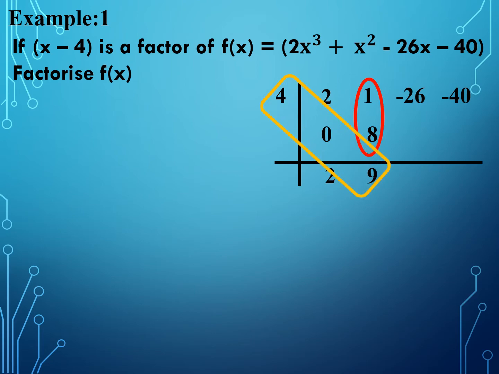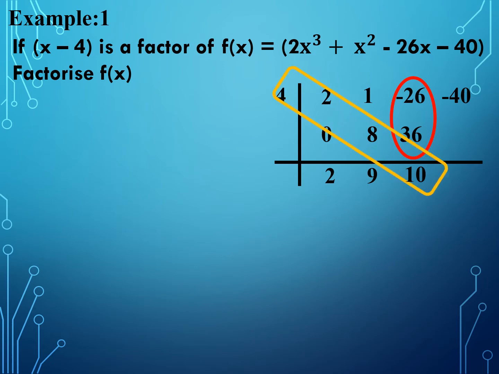Now multiply. 9 fours are 36. Place it over here. Now again add vertically. Minus 26 plus 36 gives us 10. Now multiply with 4. 10 fours are 40. So that will be our last number, and we know that minus 40 plus 40 gives us 0. Last, we should always get 0. If you are not getting 0, check it out. Maybe your calculation is wrong.